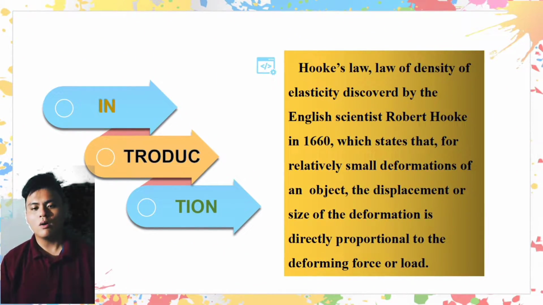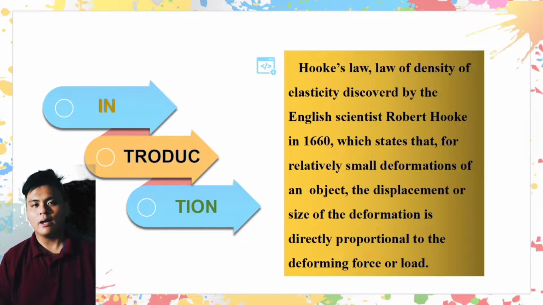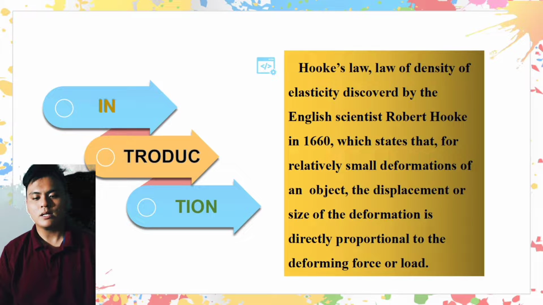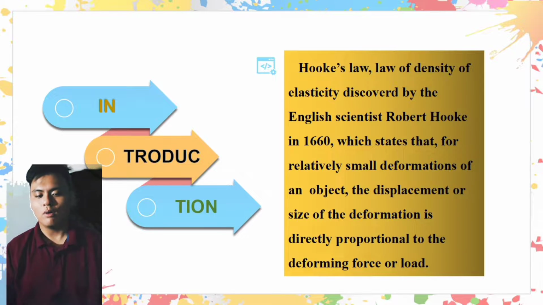Introduction. Hooke's Law, the law of elasticity discovered by the English scientist Robert Hooke in 1660, states that for relatively small deformations of an object, the displacement or size of the deformation is directly proportional to the deforming force or load.